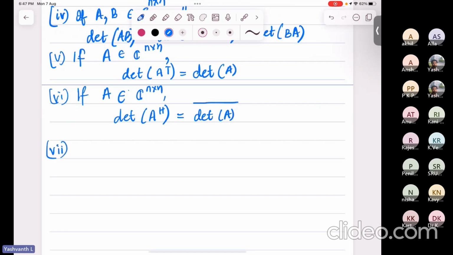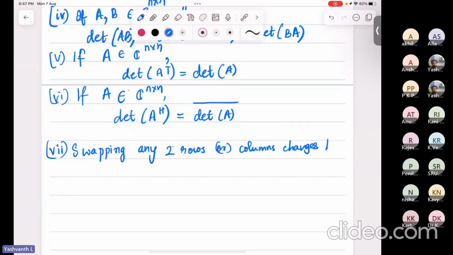Okay. Seventh property: swapping any two rows or columns changes the sign of the determinant.